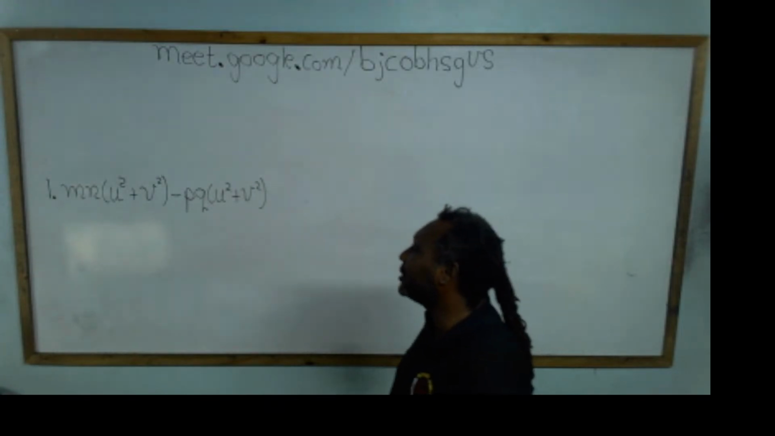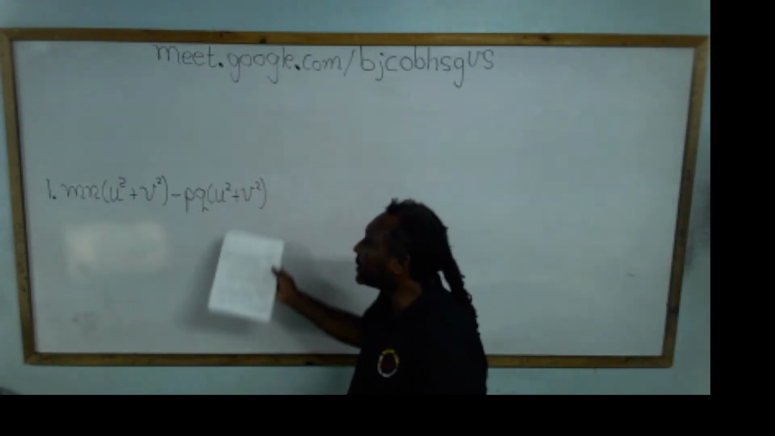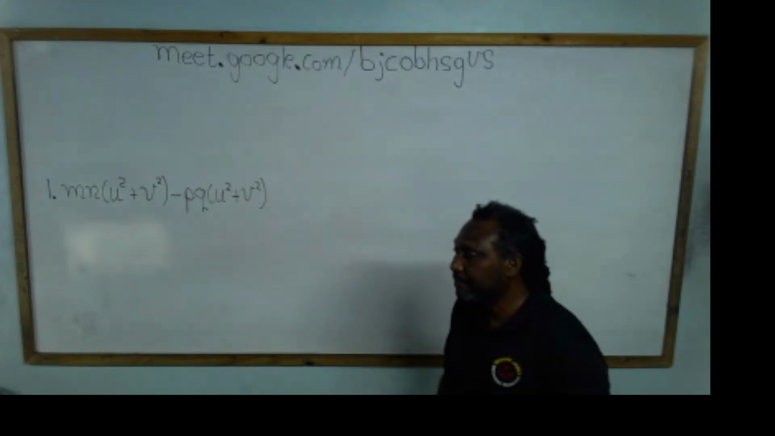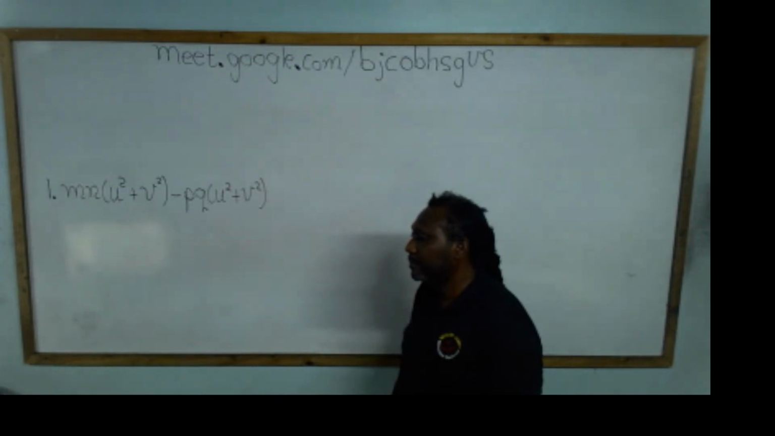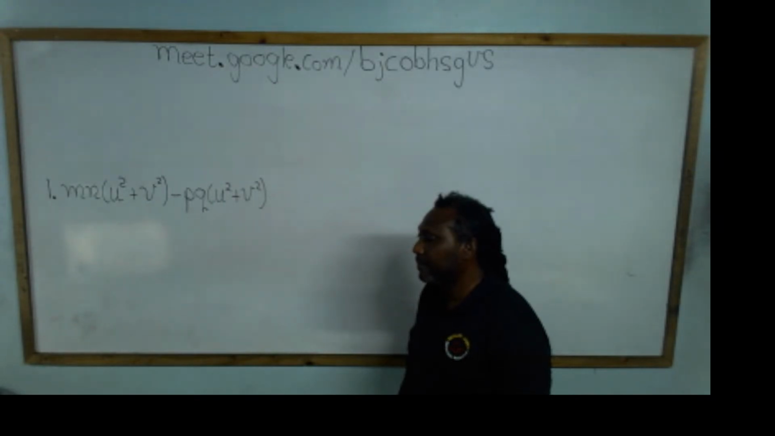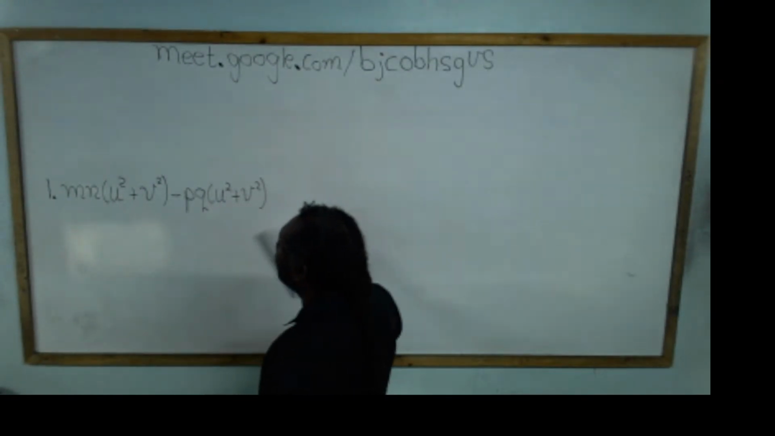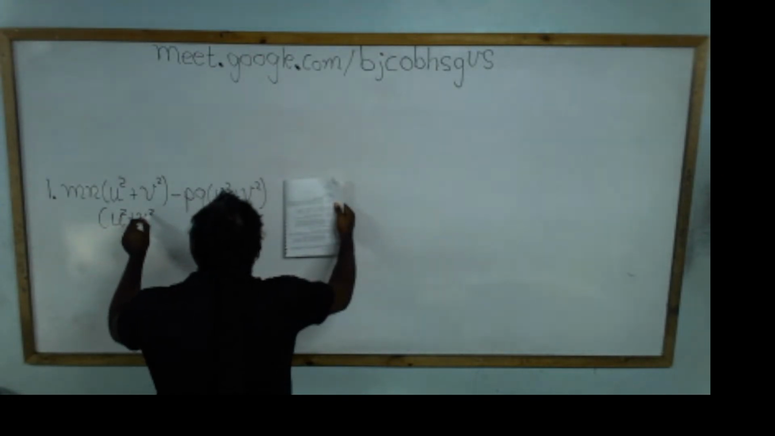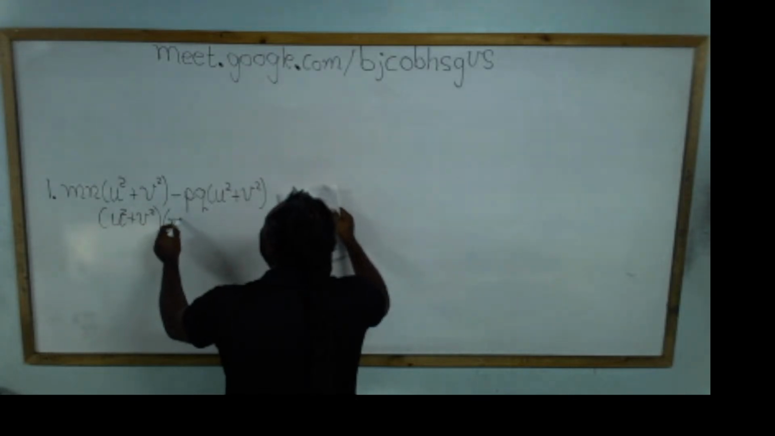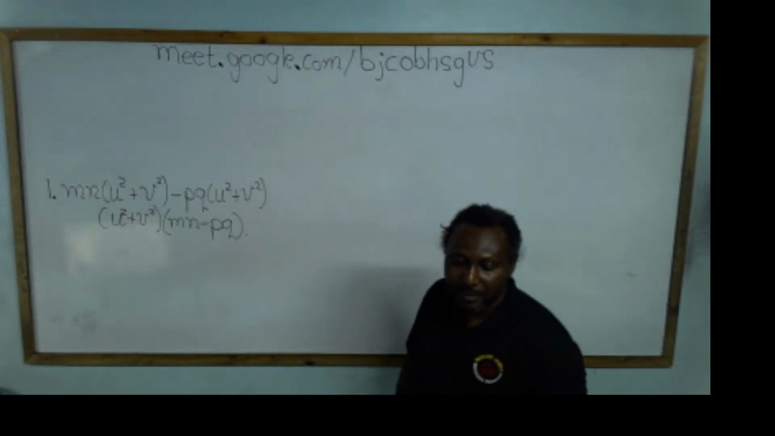Okay, so let's continue with this. What do we say? Of course, this one is done partially for you already. Because it's done partially, all we have to do is take the common factor u squared plus v squared, and in the other bracket we have what? mn minus pq. And we are done. So we are finished with that one.